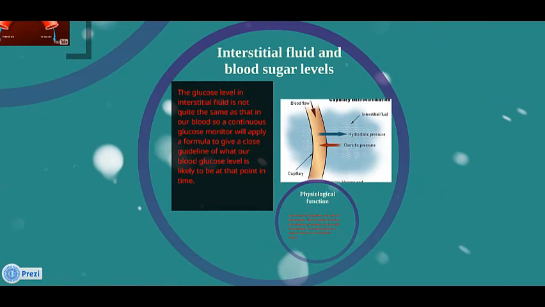Interstitial fluid and blood sugar levels. The glucose level in interstitial fluid is not quite the same as that in our blood, so a continuous glucose monitor will apply a formula to give a close guideline of what our blood glucose level is likely to be at that point in time.